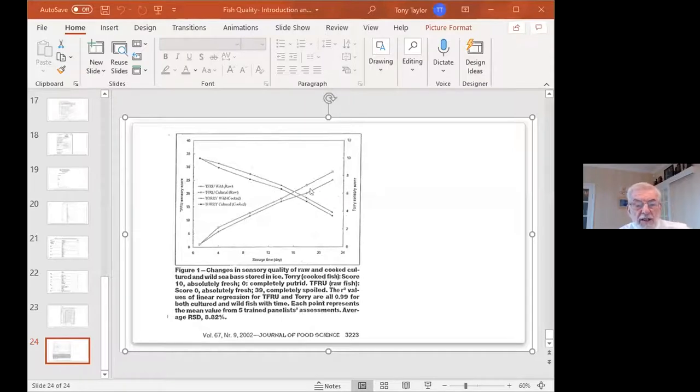So after 18 days, making these descriptors was very unpleasant. The fish were unacceptable, and we were tasting them, spitting, horrible, and you know, sniffing them. It was really very, very unpleasant. But we did some descriptors, and that was the result of our research.